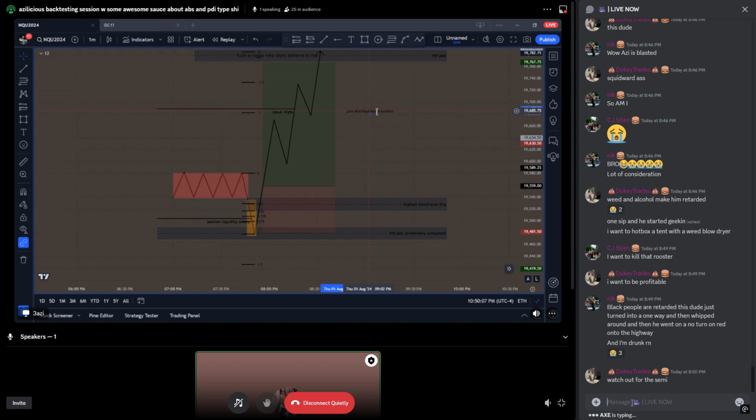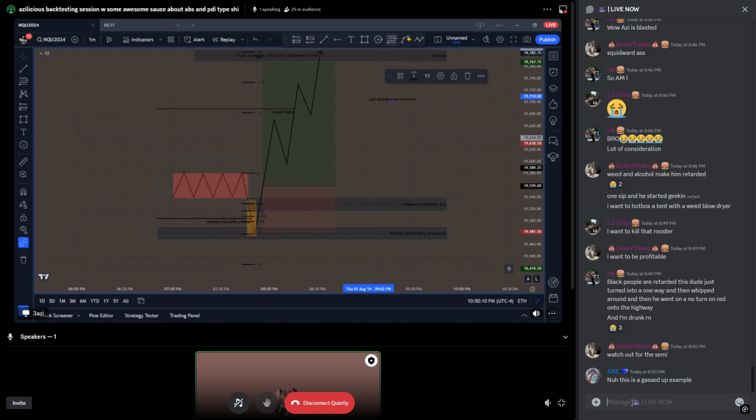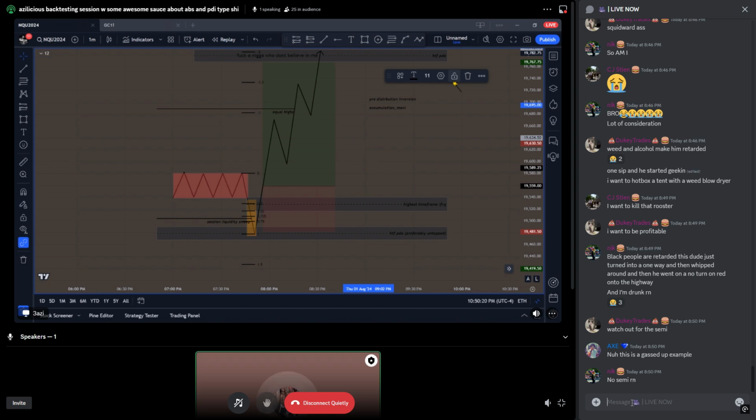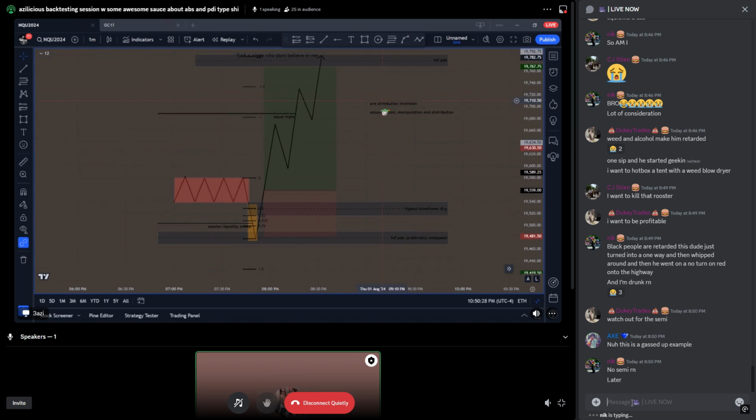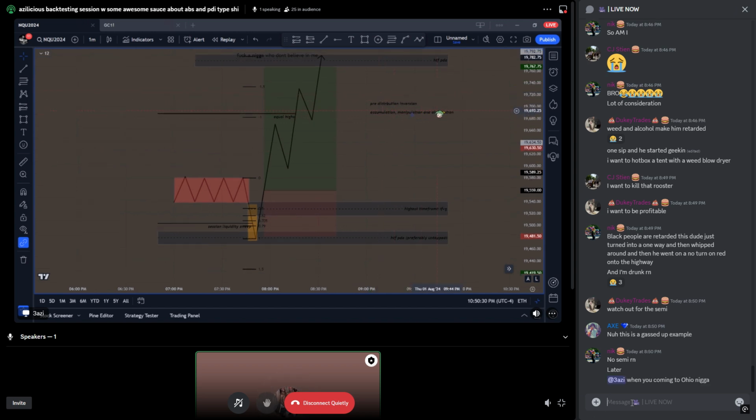It's pretty simple. It's based on the AMD model. What is the AMD model? It's accumulation, manipulation, and distribution. Okay, the AMD model is accumulation, manipulation, and distribution.